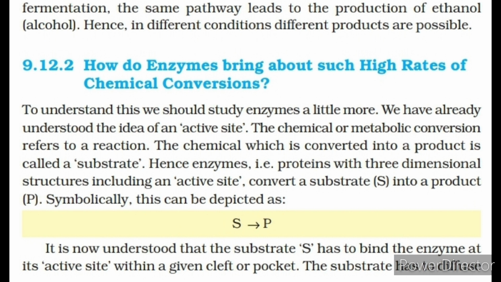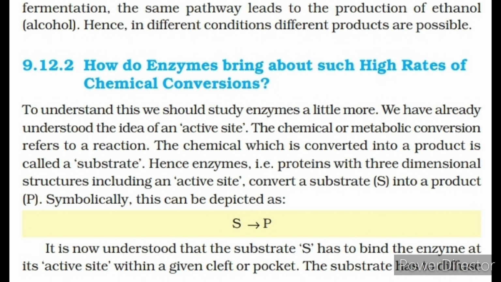How do enzymes bring about such high rates of chemical conversions? To understand this, we should study enzymes a little more. We have already understood the idea of an active site. The chemical or metabolic conversion refers to a reaction. The chemical which is converted into a product is called a substrate. Hence, enzymes, i.e. proteins with three-dimensional structures including an active site, convert a substrate, S, into a product, P. Symbolically, this can be depicted as follows.